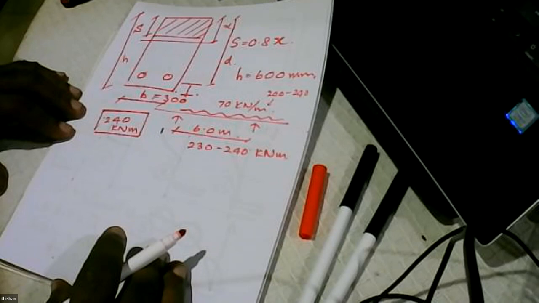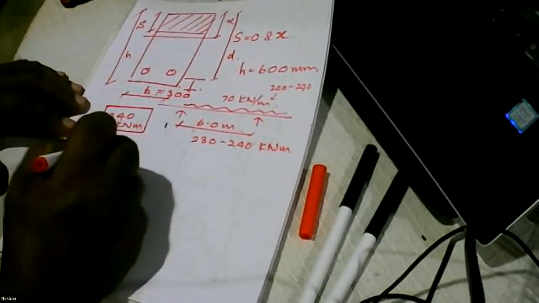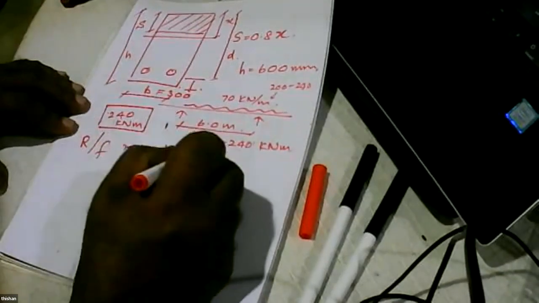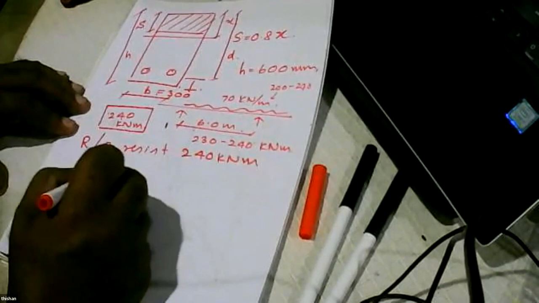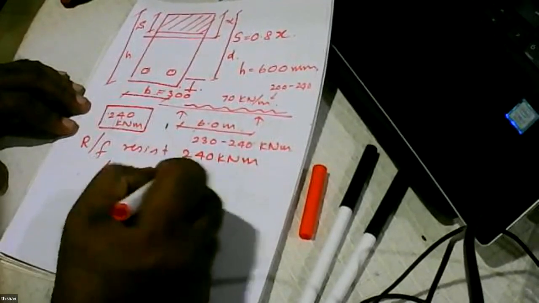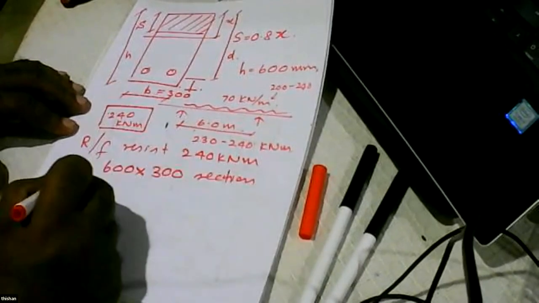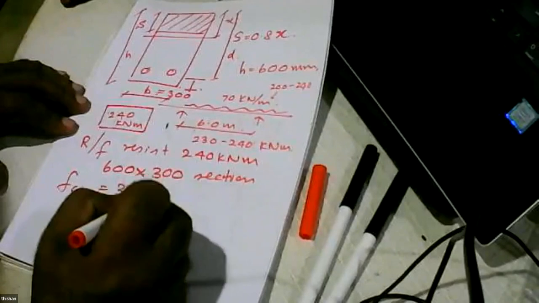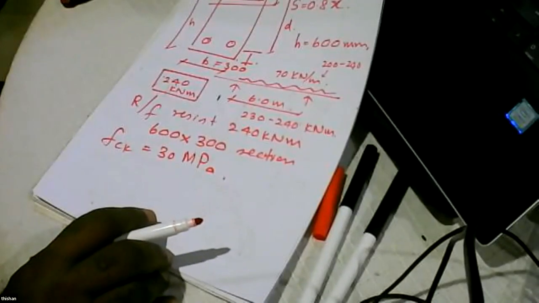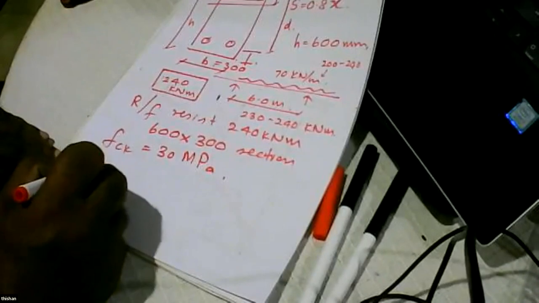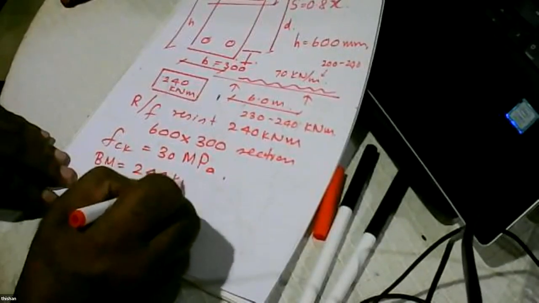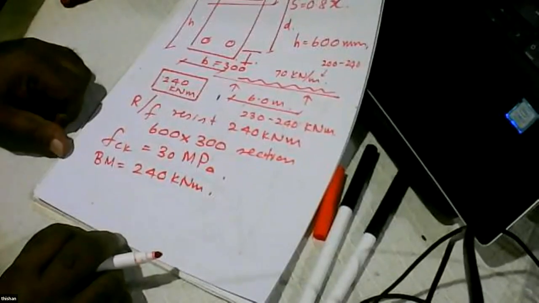And we want to see how much reinforcement is needed to resist 240 kilonewton meters by a 600 by 300 section out of FCK equals 30 megapascal. That means we are going to use 30 megapascal concrete for the 600 by 300 section. And we have to find the amount of reinforcement needed to carry a bending moment of 240 kilonewton meters. Now, how do you solve this problem?